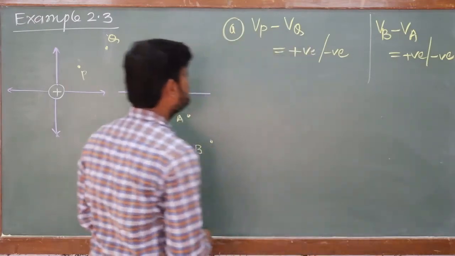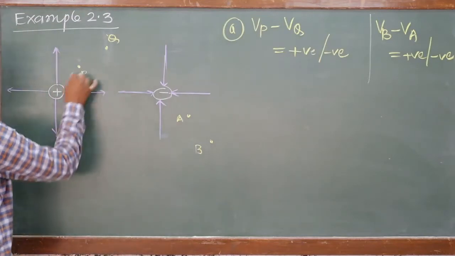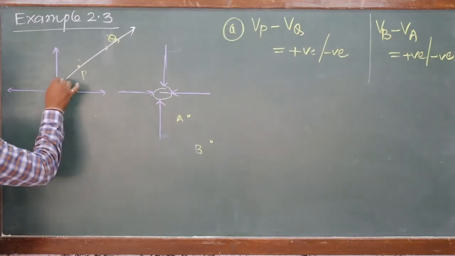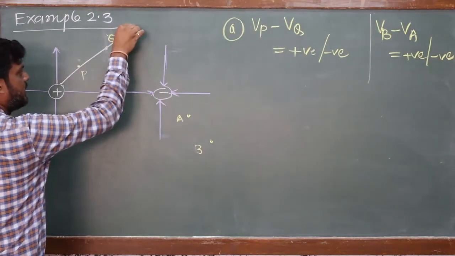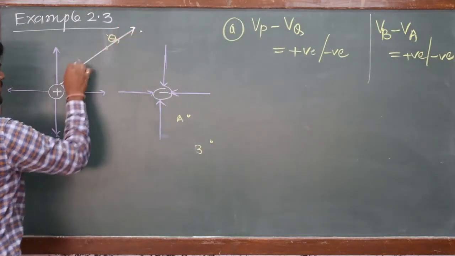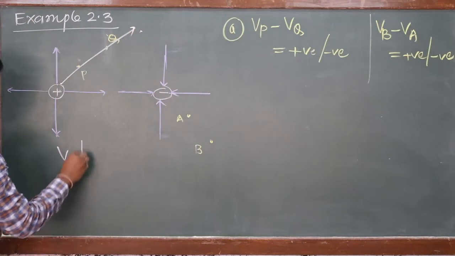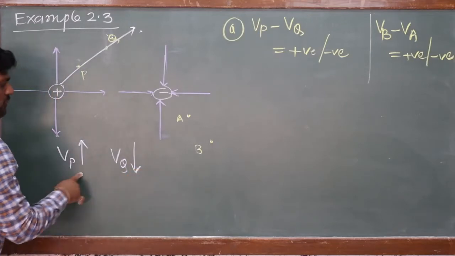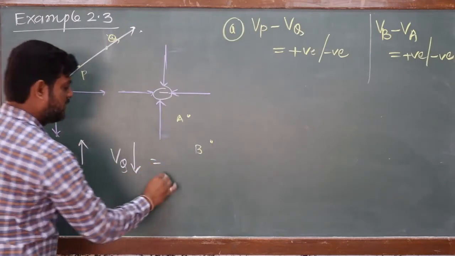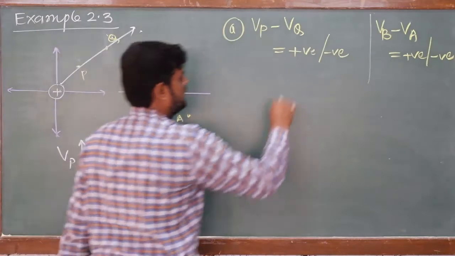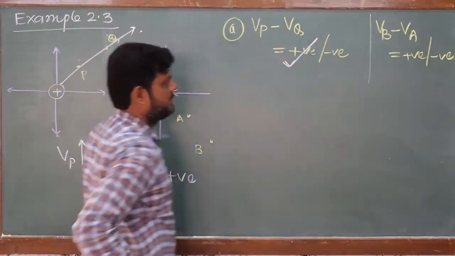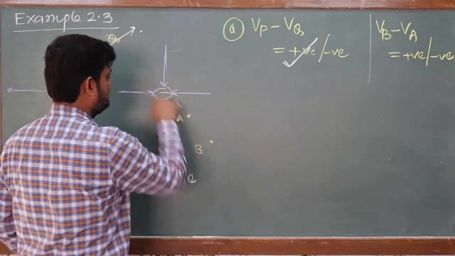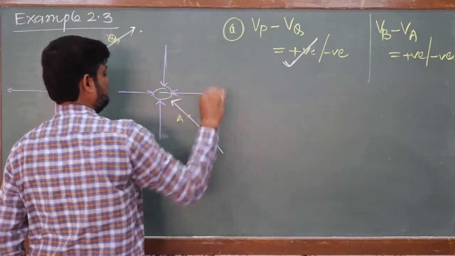So here in this case, the electric field lines will be like this. So it is the tail, it is the head, higher, lower. So potential Vp is more. Similarly, potential Vq is less. So more minus less, the answer will be positive. So here we get positive. Correct?